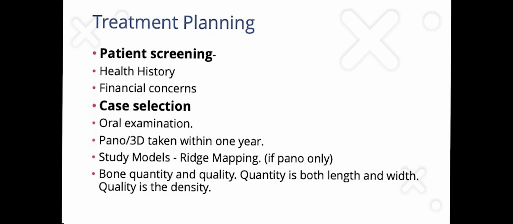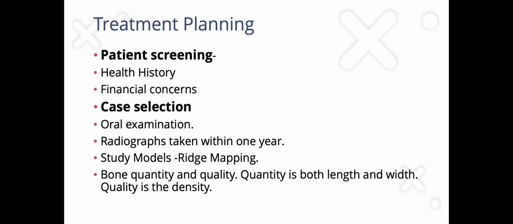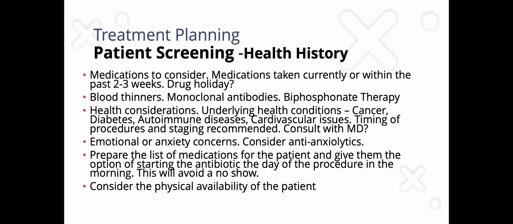Then we'll talk about case selection, which involves an oral examination and radiographs taken within 1 year. I will look at radiographs that are taken within 1 year. If they are older than 1 year, we will retake radiographs. Study models. I would do a lot of my cases with ridge mapping because I did not have 3D imaging. We'll look at bone quantity and quality. Quantity is both length and width. Quality is the density.